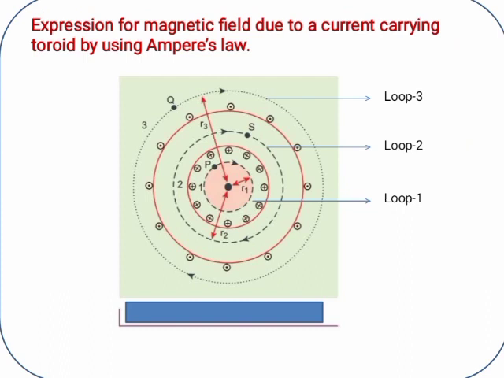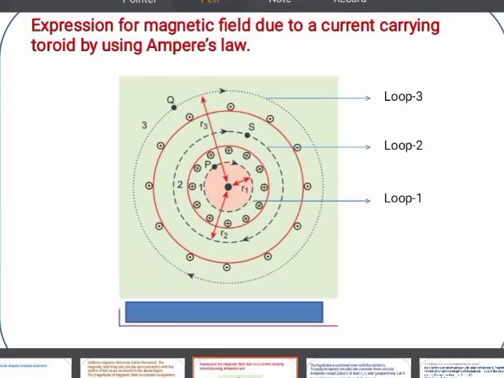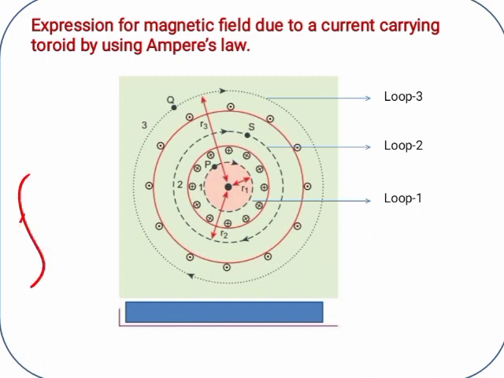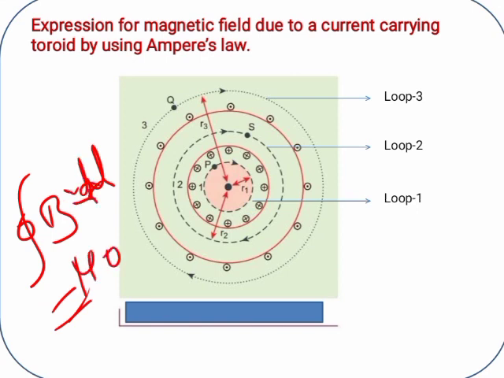Next one, expression for magnetic field due to a current carrying toroid by using Ampere's circuital law. So we know what Ampere's circuital law is. According to that, the line integral of the magnetic field over a closed loop is equal to mu naught times the net current, meaning B dot dl is equal to mu naught into I. So this is from Ampere's circuital law. Applying that law, we are going to study the toroid.